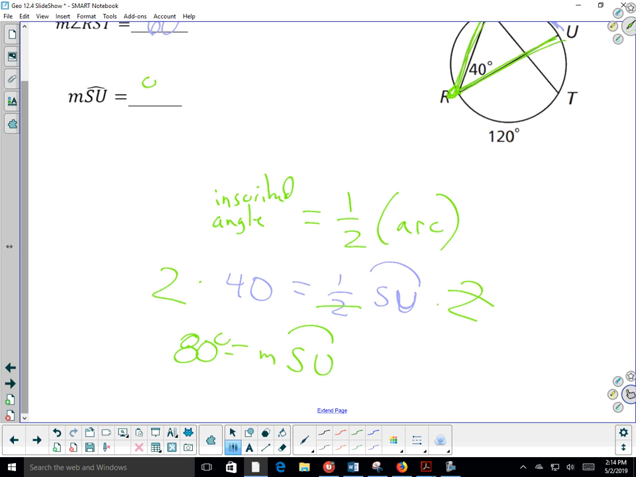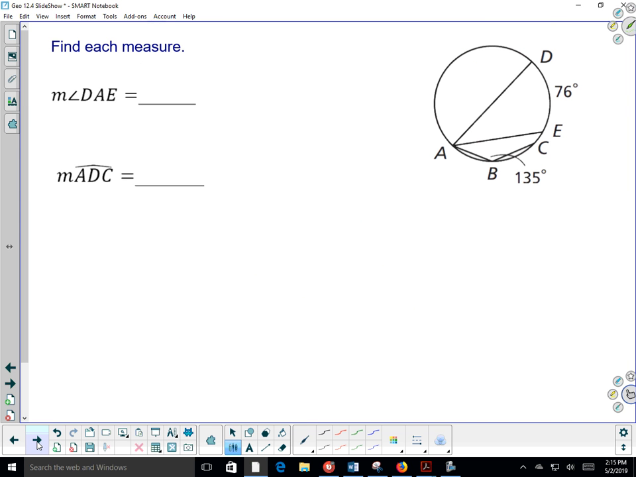Are we okay with that? Can I also just do 40 times 2? Yes, this is for educational purposes. Are we okay with this? Yeah. All right, moving on. We get some practice here.